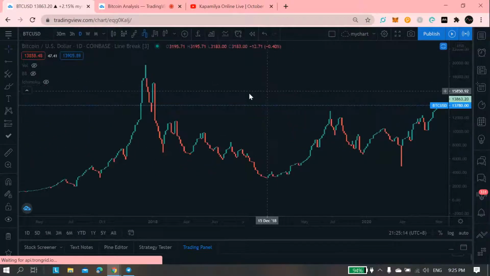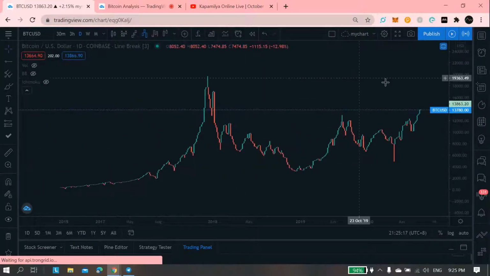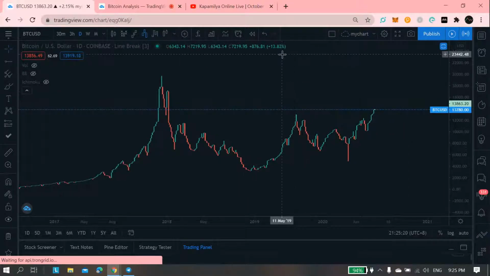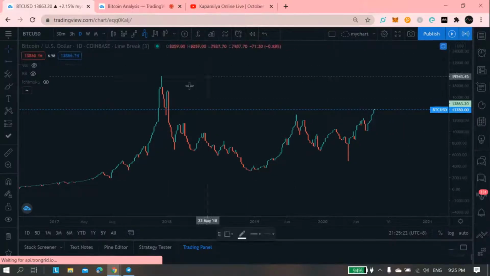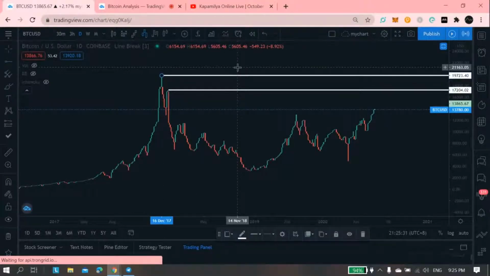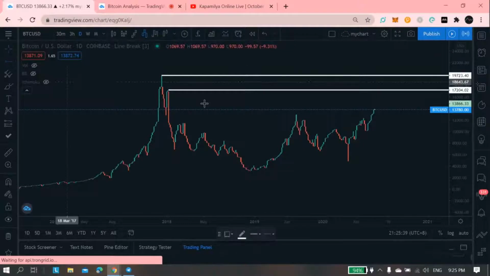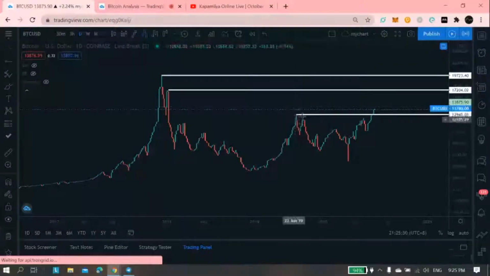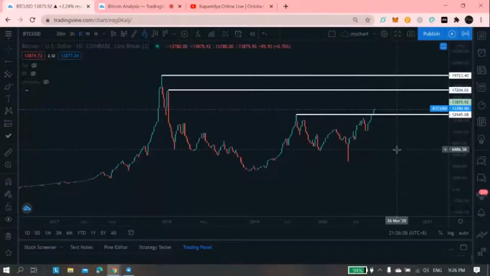So using this line break, remember the key resistance I'm looking at, of course the strong resistance, is the 17 area and the all-time high. But if you use the Renko chart, each Renko chart can serve as support and resistance. So using this line break, we can see that the next key resistance is the 17, the previous top, which is 12,945.